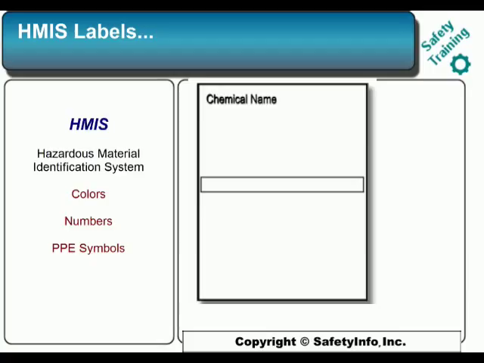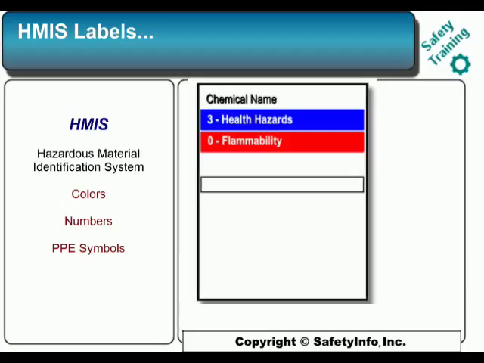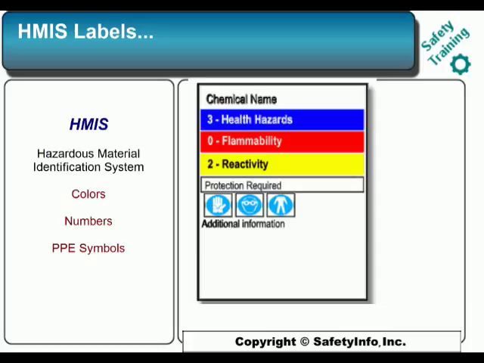Another chemical hazard labeling system is called HMIS. This stands for Hazardous Material Information System. HMIS uses a similar color and number system as the NFPA. It also provides information about protective equipment needed and other additional safety information.